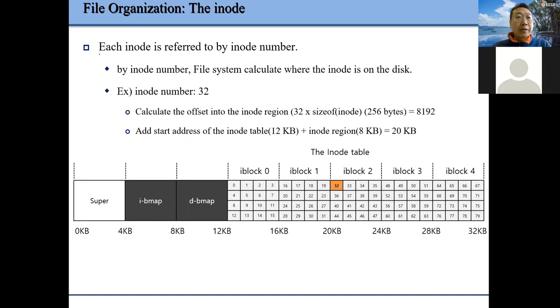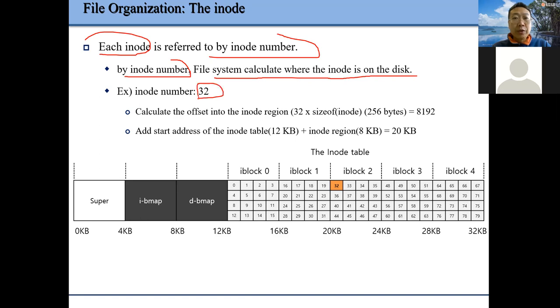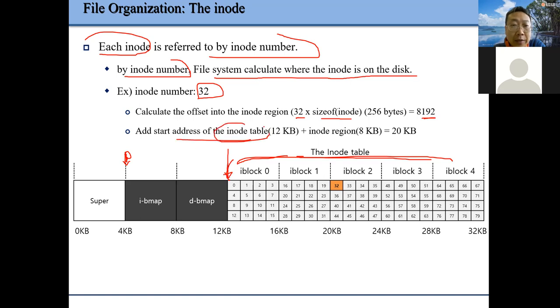As I mentioned, each inode is referred to by an inode number. Based on the inode number, the file system calculates where the inode is on the disk. For example, if we have inode number 32, this is the array index for our inode array, which is stored in the inode table region. Based on 32 and the size of an inode, we can get this number. Then we have a starting address for this inode table. This address information is stored in the superblock.